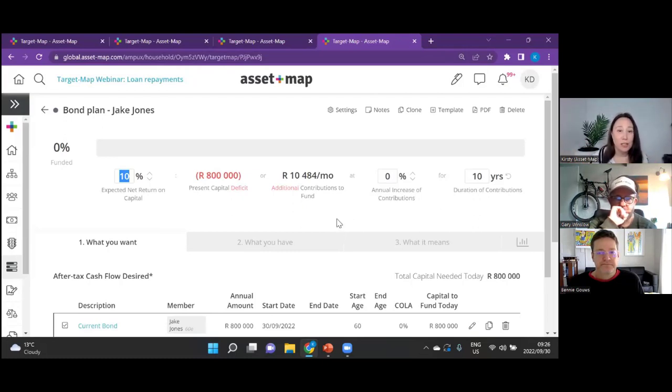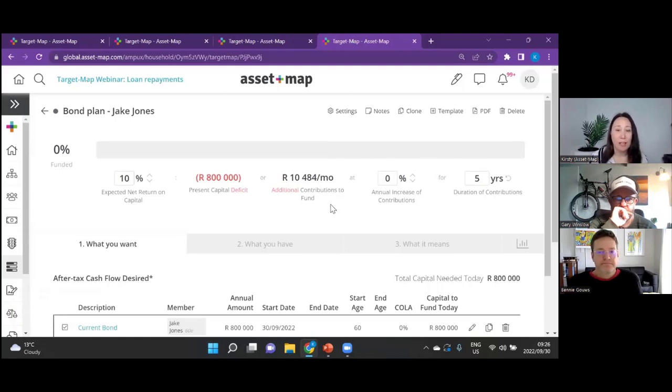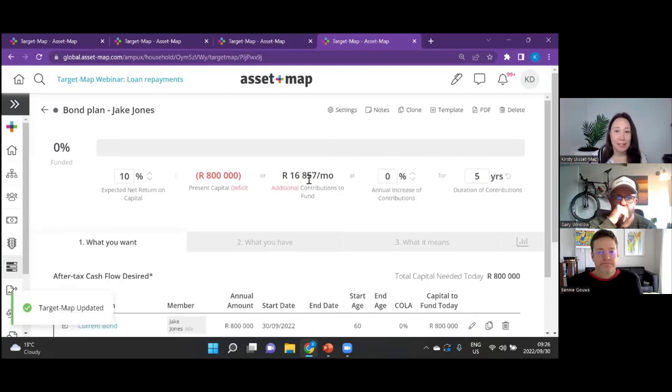But now I can show different scenarios. I can say, well, what if you wanted to pay it off over 5 years? So watch this figure here. It's going to change to say, well, instead of 10,000 Rand a month, you would need to pay 16,857 Rand in order to pay this bond off in 5 years. And I can model any time period and show the impact of that. Okay. All right, I'm going to pause there. Any questions on those scenarios we want to go through?